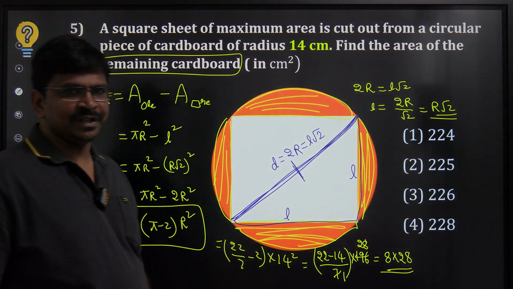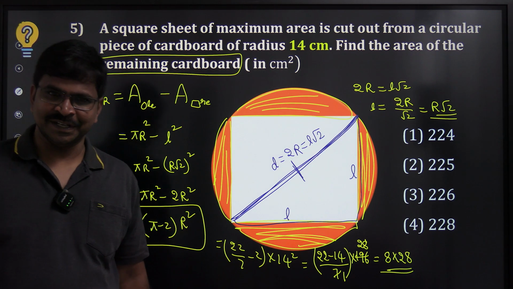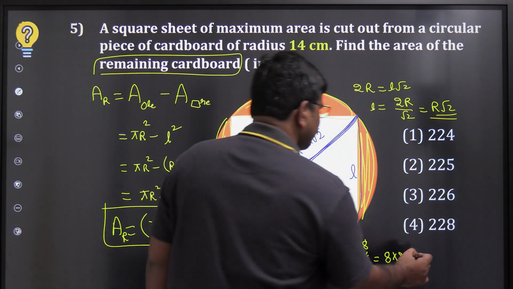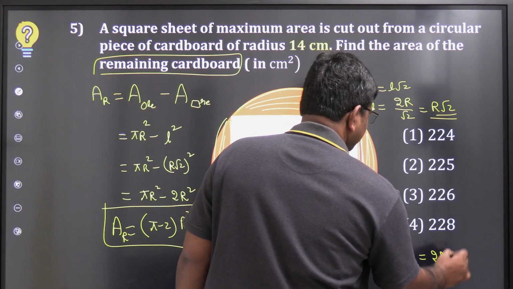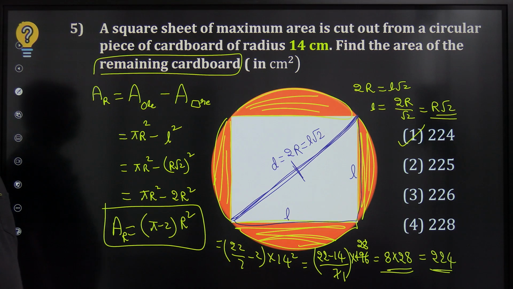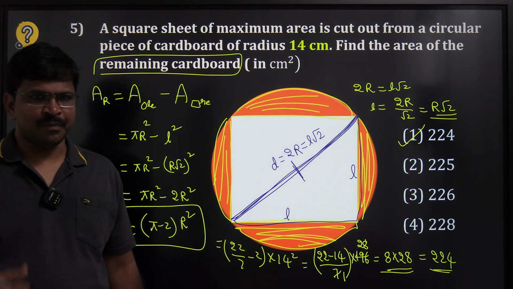And 8 into 28 is actually 8 into 20, 160, plus 8 into 8, 64. 160 plus 64 is 224. So the correct answer is the first option. Yes, this is the area of the remaining part.